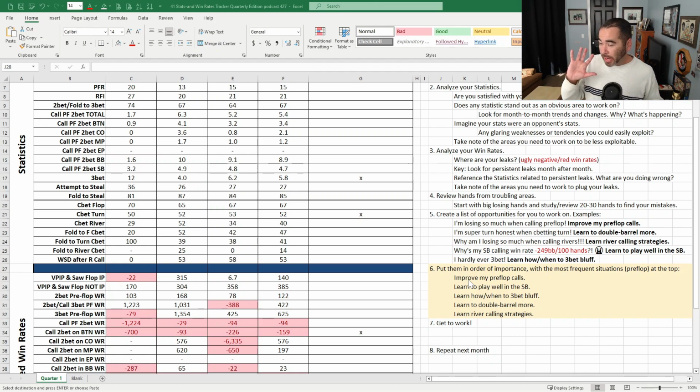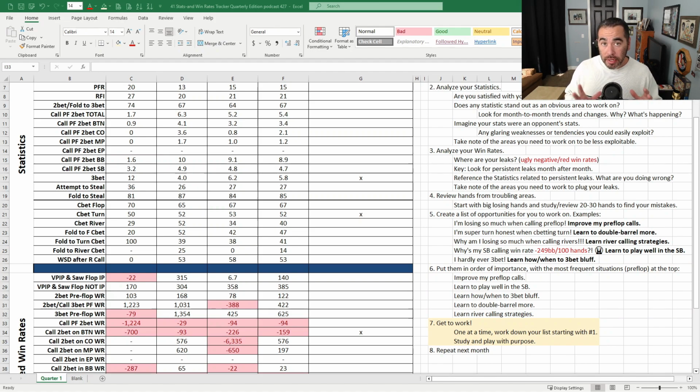Because of course, every hand sees pre-flop. You've got to work pre-flop before you work flop, before you work turn, and then ultimately before you work the river. So now that you have your areas to work on, in order, starting with number 1, get to work, right? This is step 7 in the process. You're going to cover one item at a time, work down your list starting with that number 1. So you're going to begin improving your pre-flop calls.